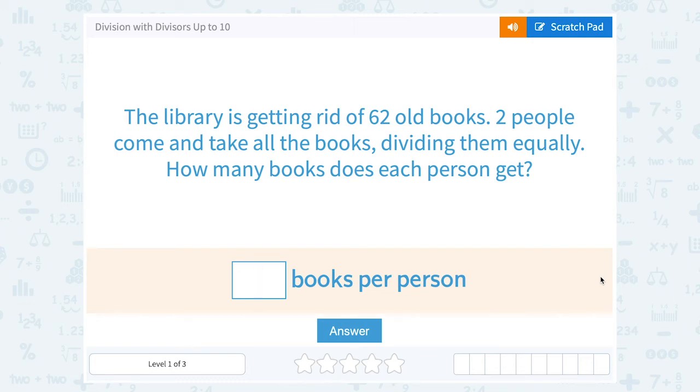Let's take a look at division with divisors up to 10. The library is getting rid of 62 old books. Two people come in and take all the books, dividing them equally. How many books does each person get?